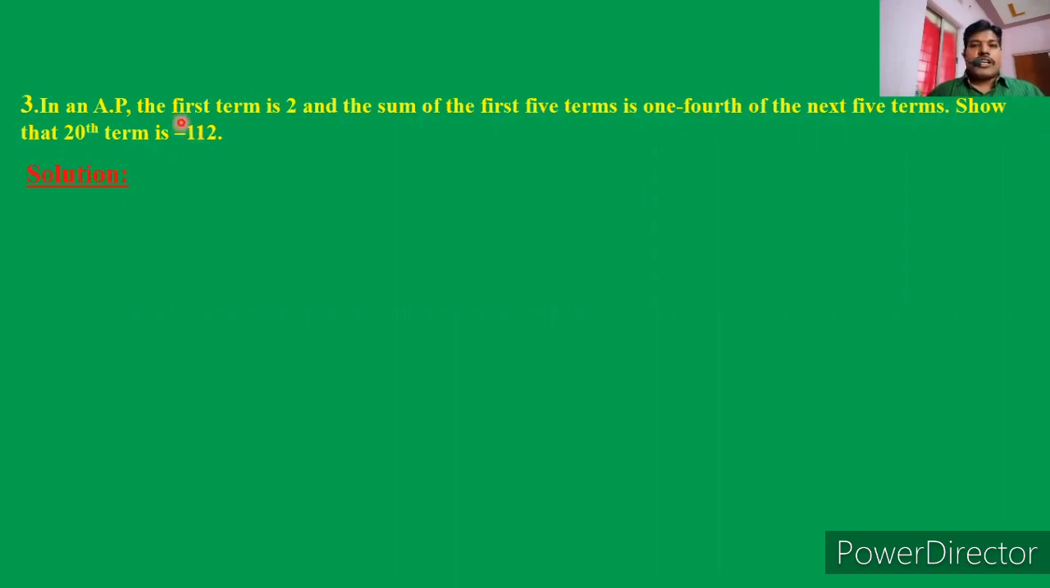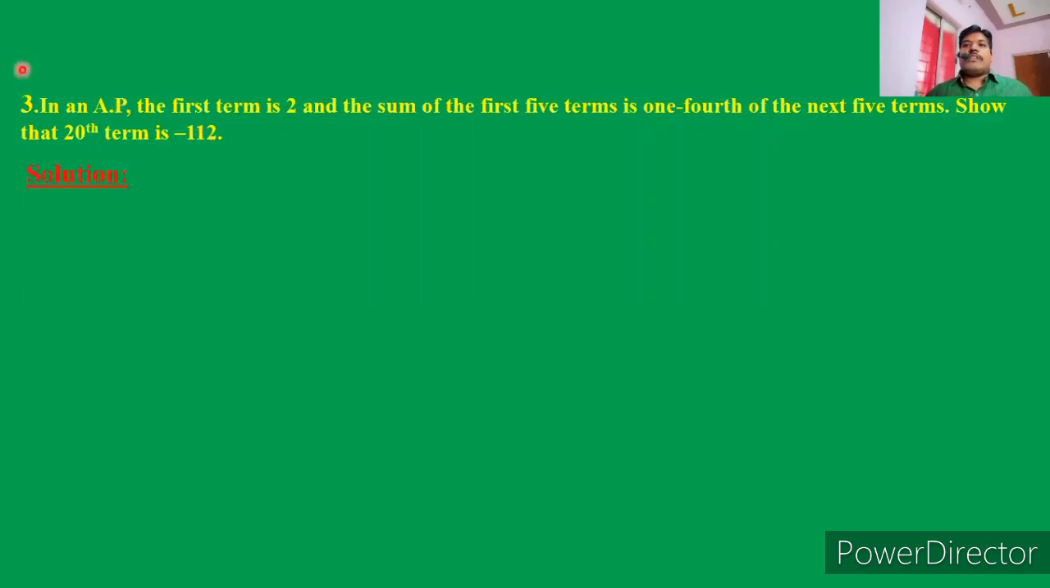The first term is given. The sum of the first 5 terms is 1/4 of the next 5 terms. They are asking what is the 20th term. So see students, what is the first term? The first term is A. The second term is A plus D. Third term A plus 2D. Fourth term A plus 3D. Fifth term A plus 4D. Sixth term A plus 5D. Seventh term A plus 6D. Eighth term A plus 7D. Ninth term A plus 8D. 10th term A plus 9D. So these are the terms.